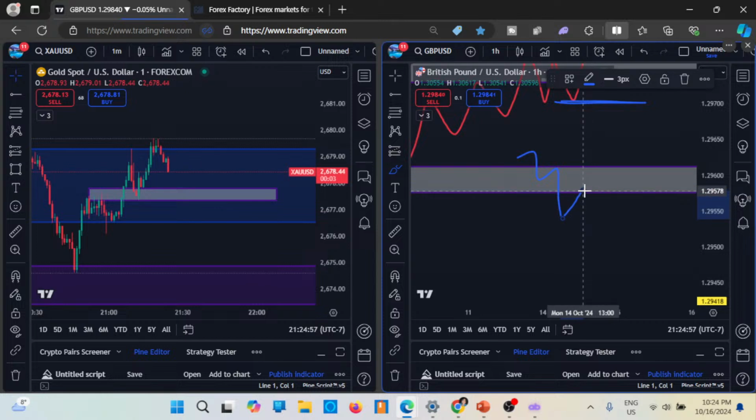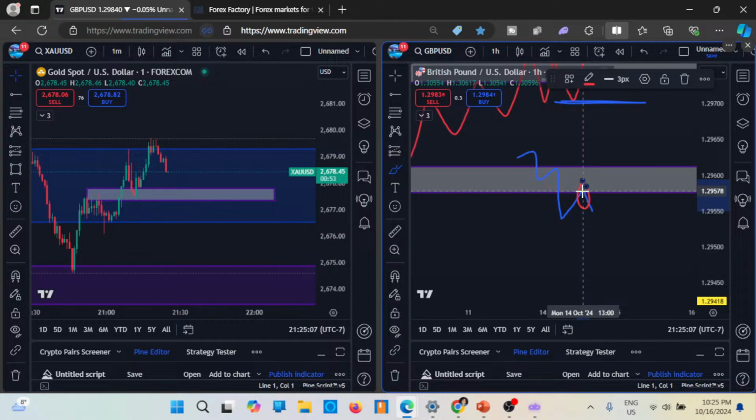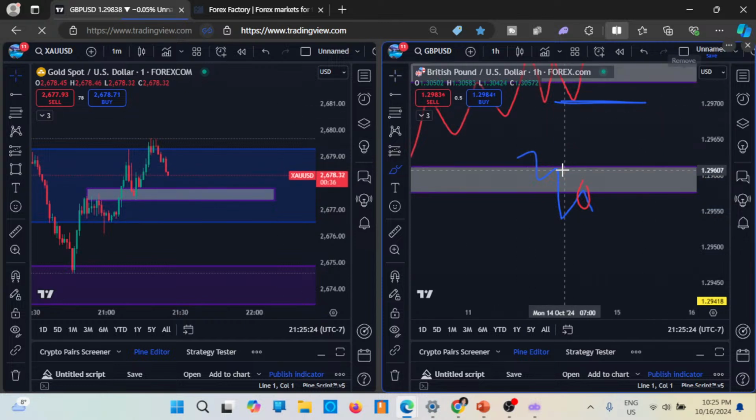You wait for confirmation that the price is going to continue selling down, and that confirmation is a bearish candlestick. That's what you're looking for. You want to see a bearish candlestick at that resistance. Once you see that, now you set your stop loss above the previous lower high, not the line where you drew your support. Above the previous lower high is where you set your stop loss.